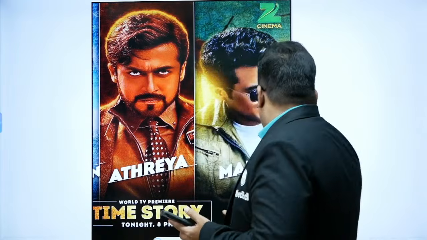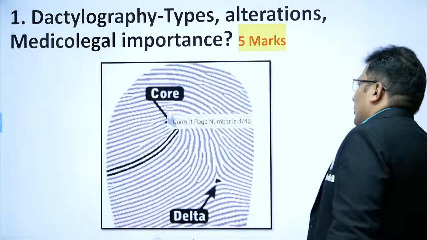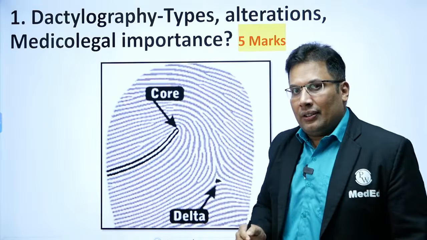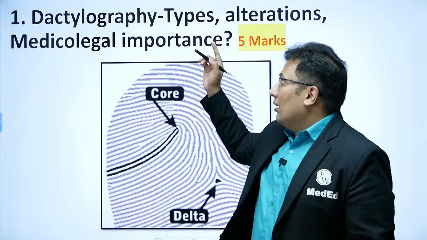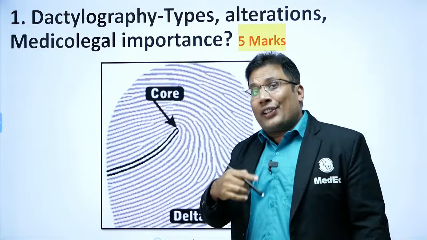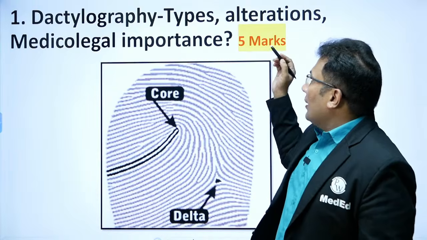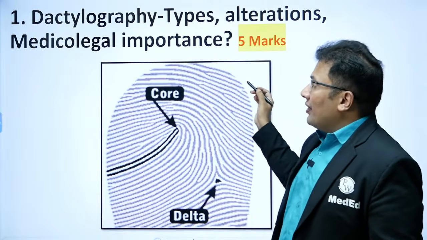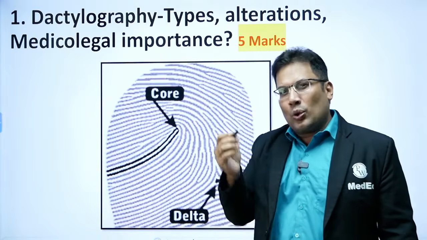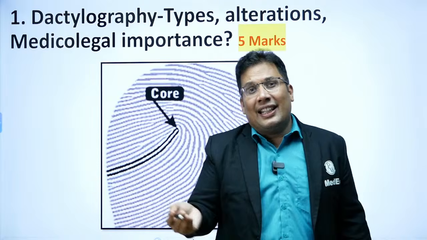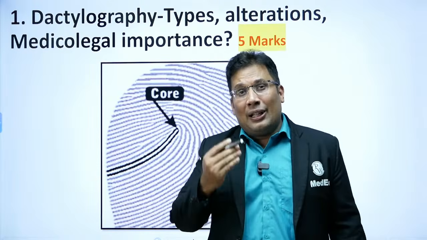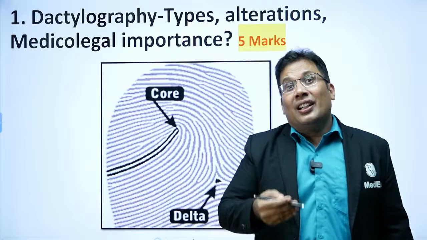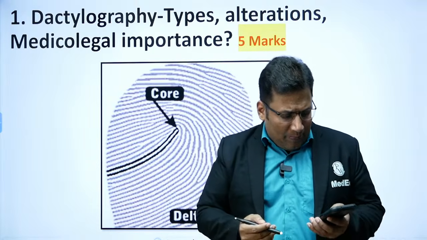Okay. So with this, now let's start. So the most important questions from identification. The first important question, very commonly asked in the exam: define dactylography, or what is dactylography? What are the types of dactylography? Alterations and medico-legal importance. As you know, medico-legal importance, it is used in civil cases and in criminal cases. Criminal cases like rape, murder; civil cases like disputed paternity, so many cases basically.